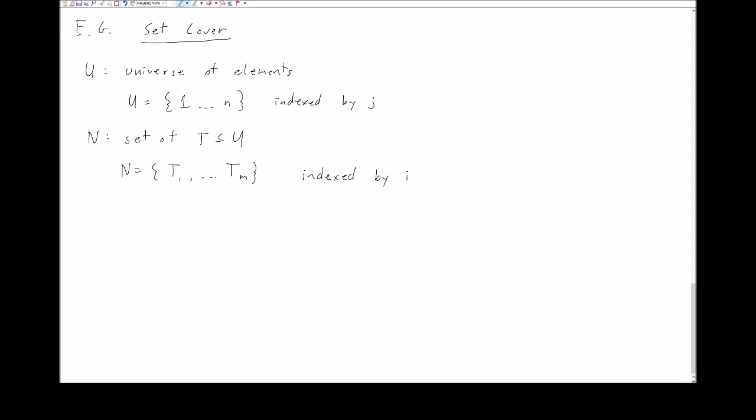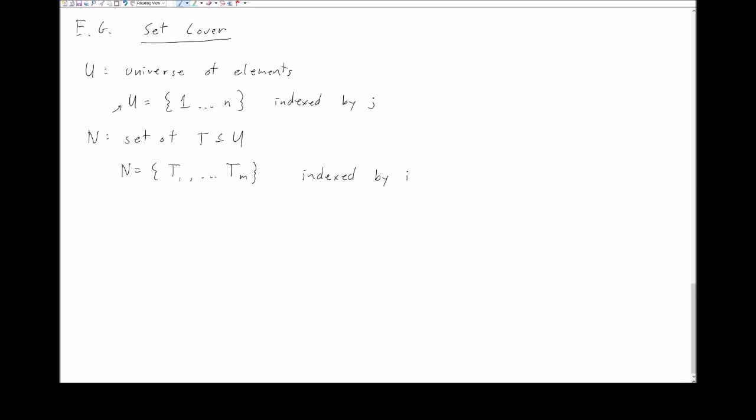The set cover problem is not going to be much different. Here we have the input to our set cover problem, and we've made it a little bit more precise. We have a universe of elements, U, and we've made it more precise by indexing all of the items in this universe. There's going to be n elements in the universe, and they're going to be indexed by j.